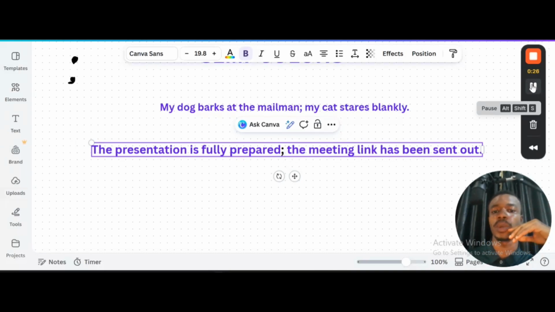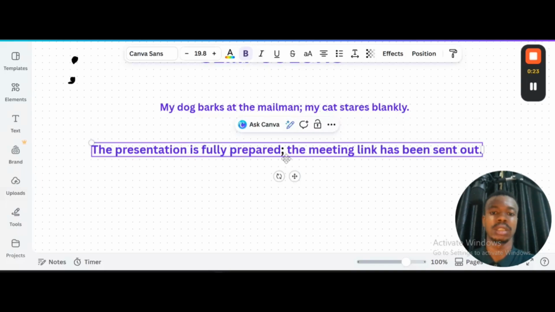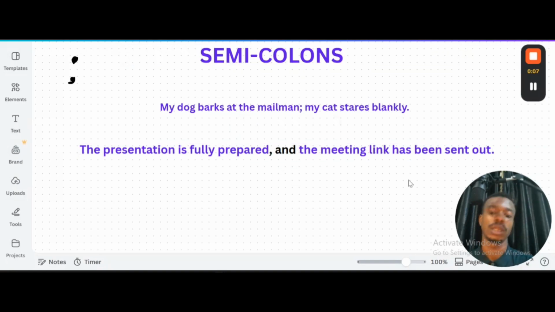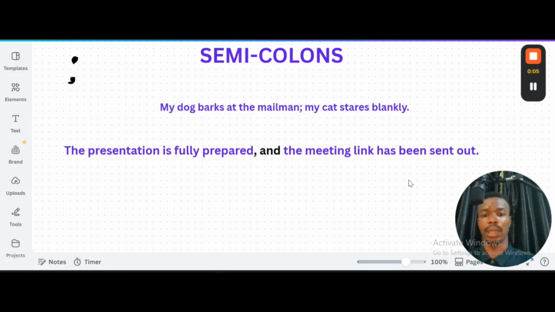Once again, this only works if both sides make complete sense. Remember, a semicolon is only used to join two clauses or two complete senses on their own. So this only works if both sides make complete sense. But if one part doesn't make complete sense, you can't use a semicolon to join it. So that's basically how a semicolon is used.